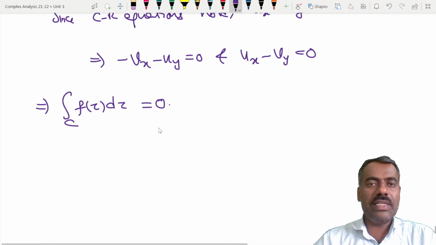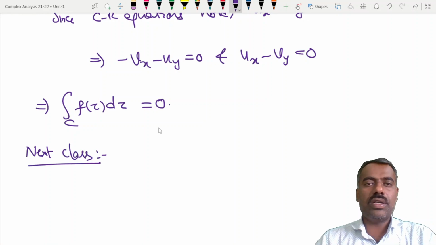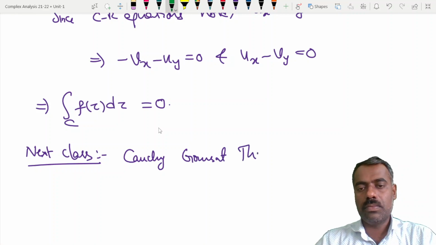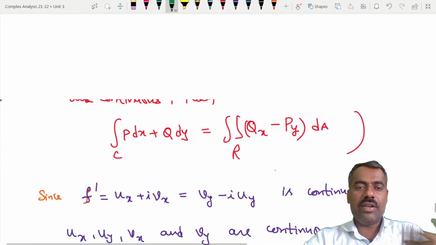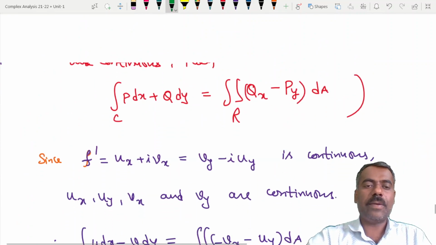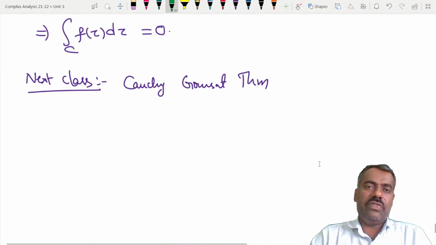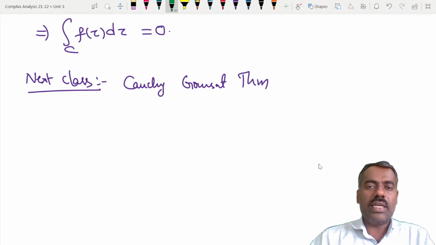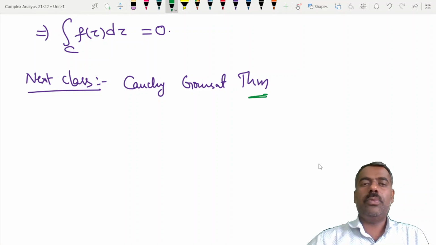In the next class, what we will see is one of the central results, called Cauchy's theorem, which says that if f is analytic, we can drop the condition that f dash is continuous. If f is analytic, then the integration of f dz over any given closed contour C is 0. We'll prove that next class, which is one of the important results in complex analysis.